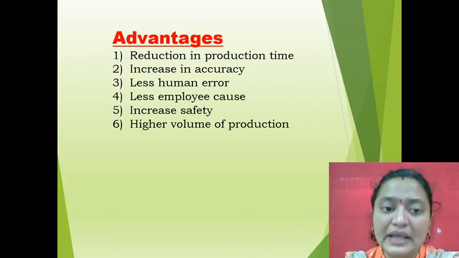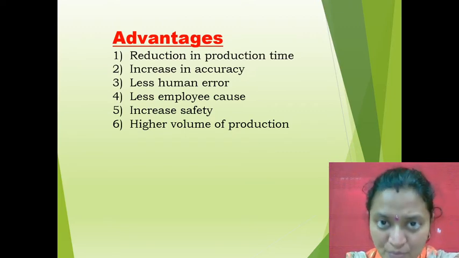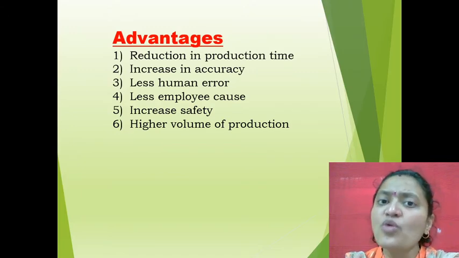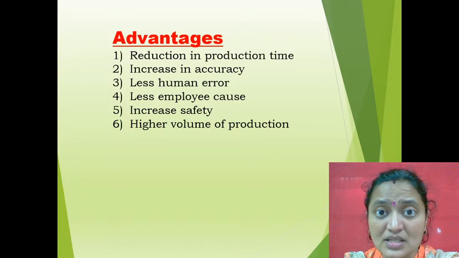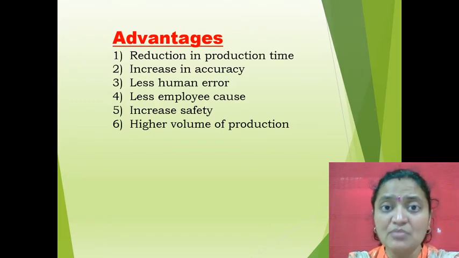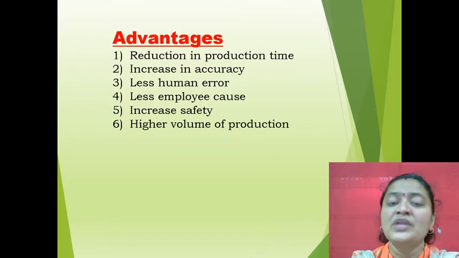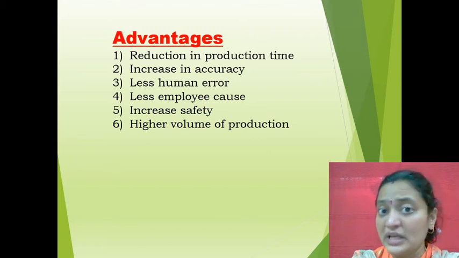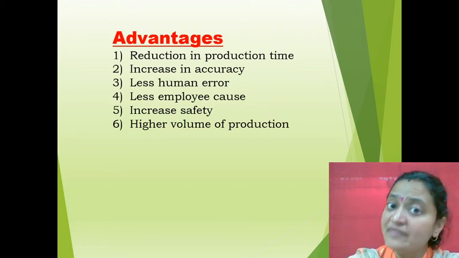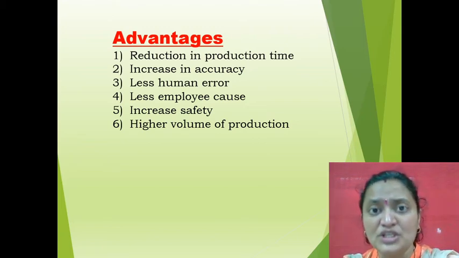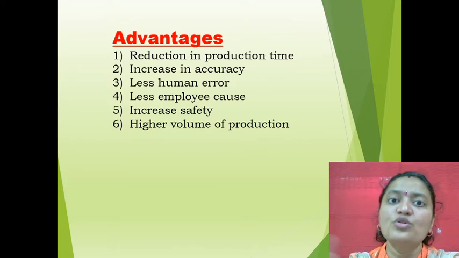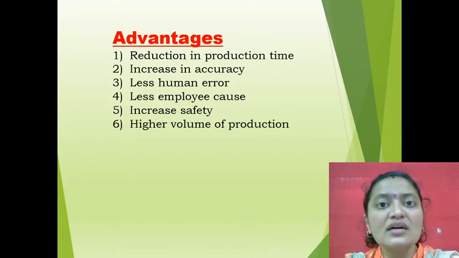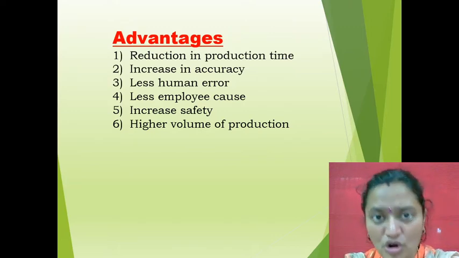Then higher volume of production. Now higher volume of production means what? You will get good and better results rather than a labor doing handwork. Those results will not come quickly or early. When we compare that to a machine, the production will be done very quickly. We can get good results and good production. So these are the advantages of automation.